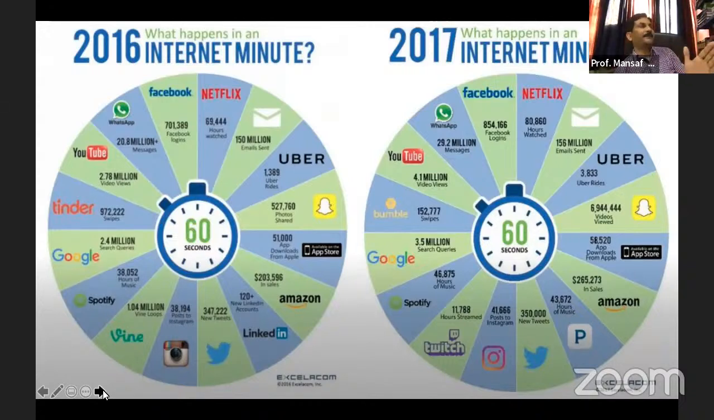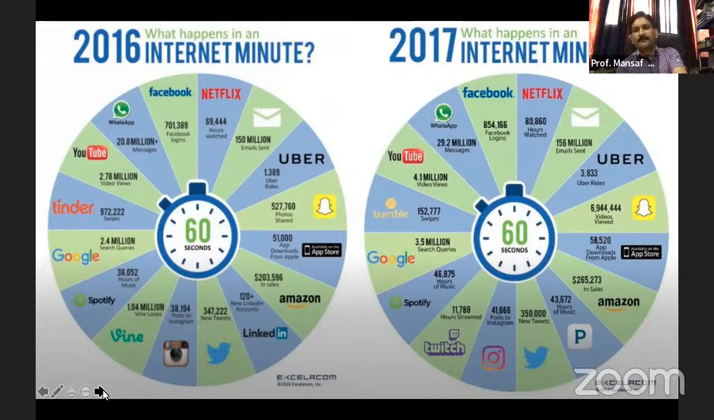And what happened the next year, in 2017? The YouTube data went from 2.78 to 4.1 million, which means nearly double the data. In the case of WhatsApp, 20.8 to 29.2 million. And similarly, a lot of data is generated day by day. Just imagine in 1 minute such an amount of data is generated. So what amount of data is generated in 1 hour, 1 day, 1 year? A huge amount of data.